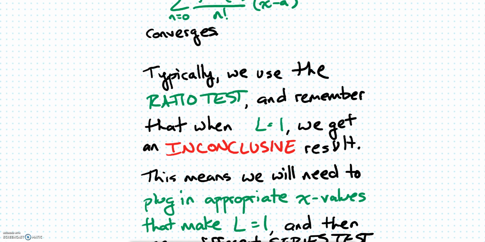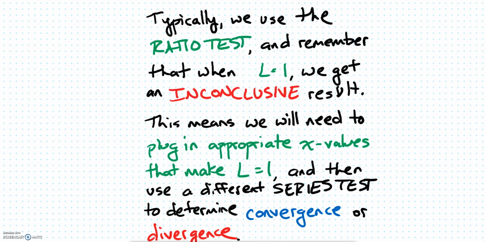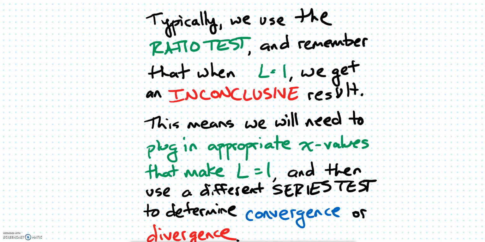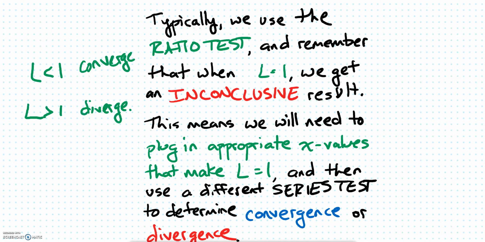Typically, we're going to be using the ratio test. And the ratio test will tell us when L is less than 1, we get convergence. When L is greater than 1, we get divergence. And then when L is equal to 1, we have no idea. It's completely inconclusive.